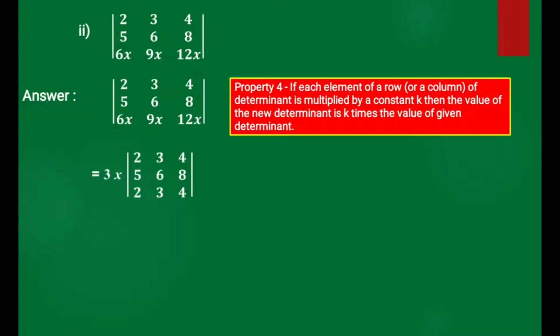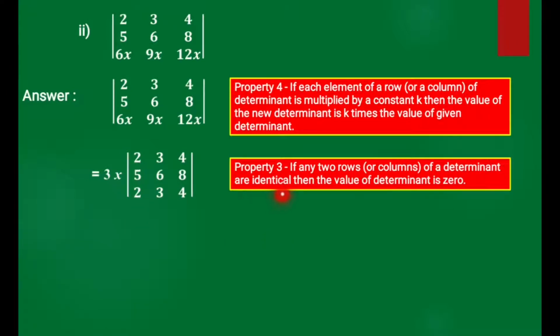So here if you observe, the elements of the first row and the elements of the third row are identical. So with the help of property 3, if any two rows of a determinant are identical, then the value of the determinant is 0. So we write here that the value of this determinant in the bracket is 0. So 3x into 0 we get 0. So the value of the given determinant we calculate as 0 without expanding the determinant, with the help of properties.